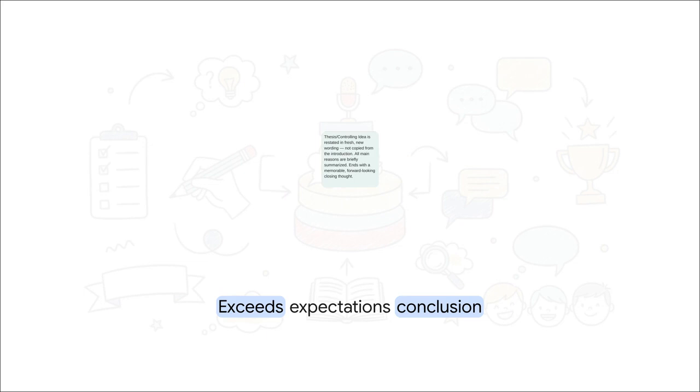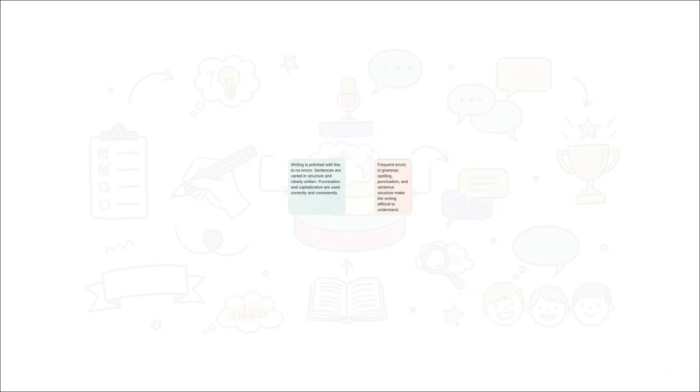Let's see how this builds into the end of the essay. For a conclusion to score a 4, the thesis must be restated in fresh new wording. We definitely do not want them just mindlessly copying from the introduction. Furthermore, their main reasons are summarized, and the whole thing has to end with a memorable, forward-looking closing thought that leaves a lasting impression. Similarly, when we look at conventions, a score of 4 for language usage means the writing is polished, sentences are varied in structure, and there are few to no errors. Compare that to a 1, where frequent errors in grammar, spelling, and punctuation make the writing genuinely difficult to understand.